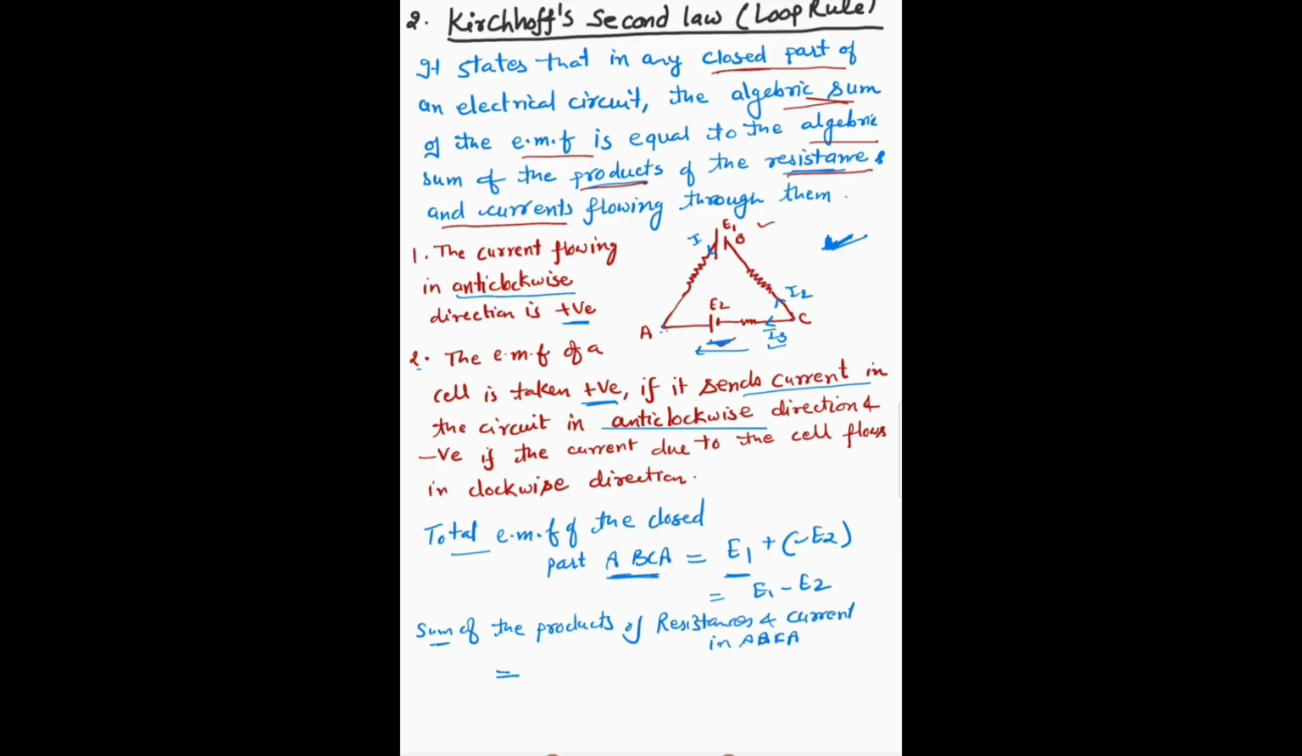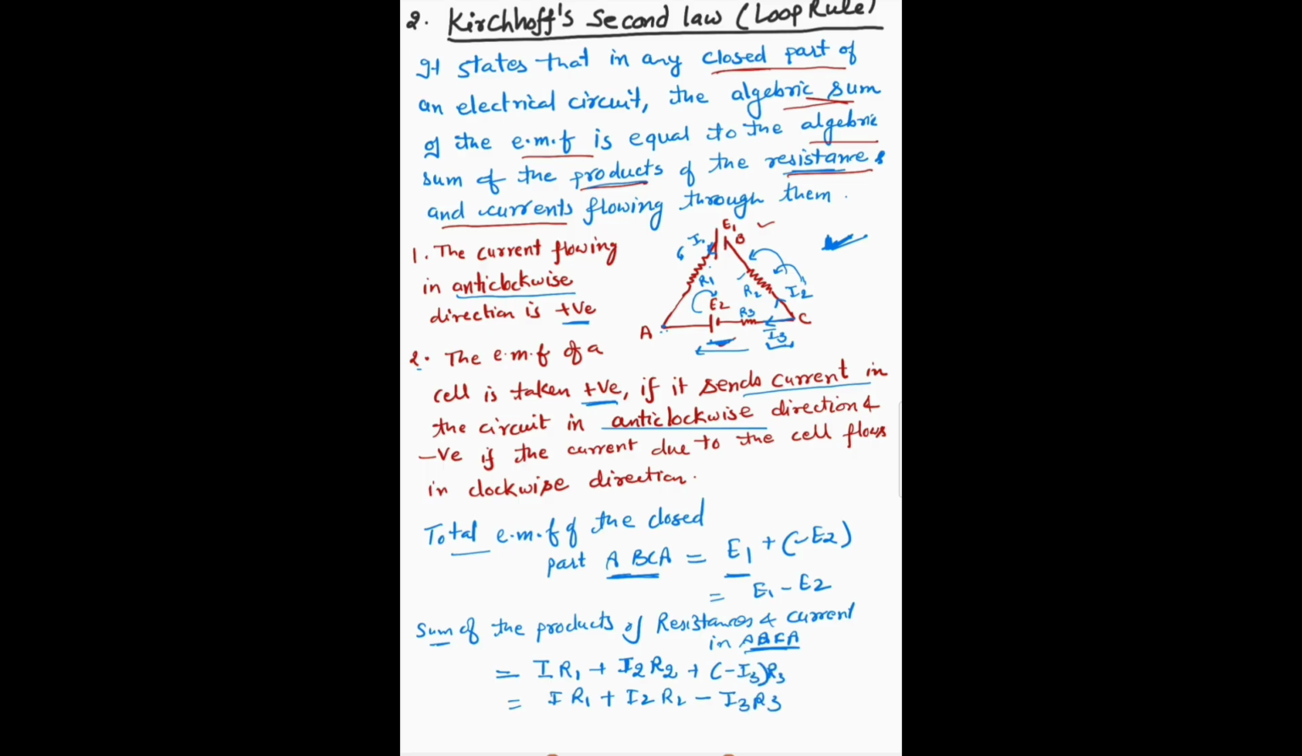The sum of the products of resistance and current in the closed loop ABCA is equal to, first we start from this I. This I is moving in anti-clockwise direction, so we take it as positive, and it is passing through R1, so I R1. And this I2 is also in anti-clockwise direction, so we take it as positive, so this is I2 multiplied with R2. This current I3 is in clockwise direction, so we take it as negative. So this becomes negative I3 R3.